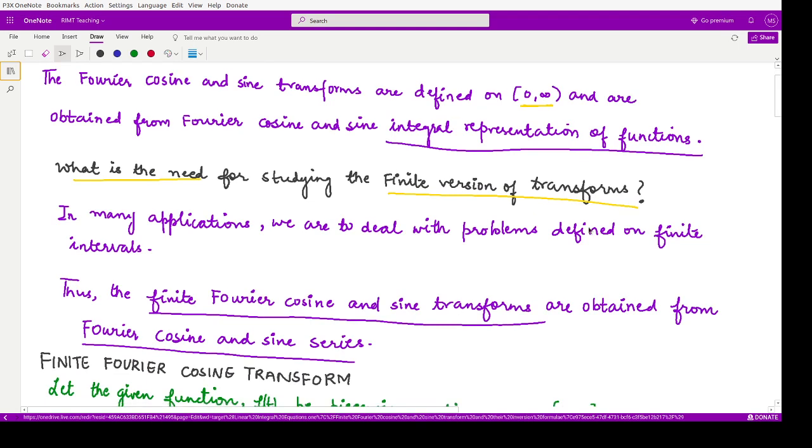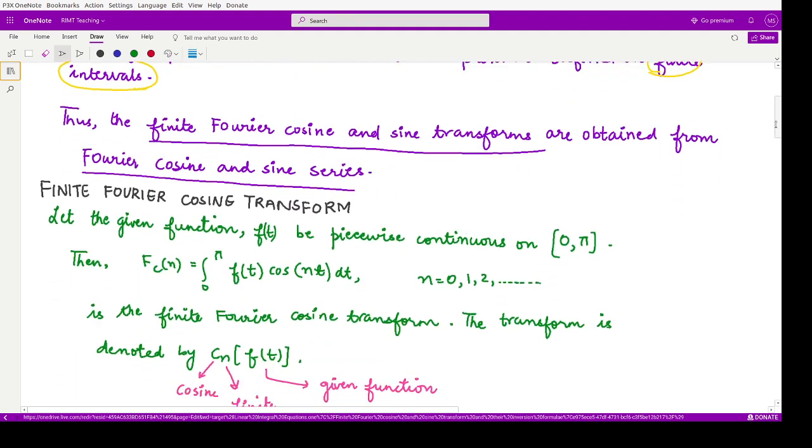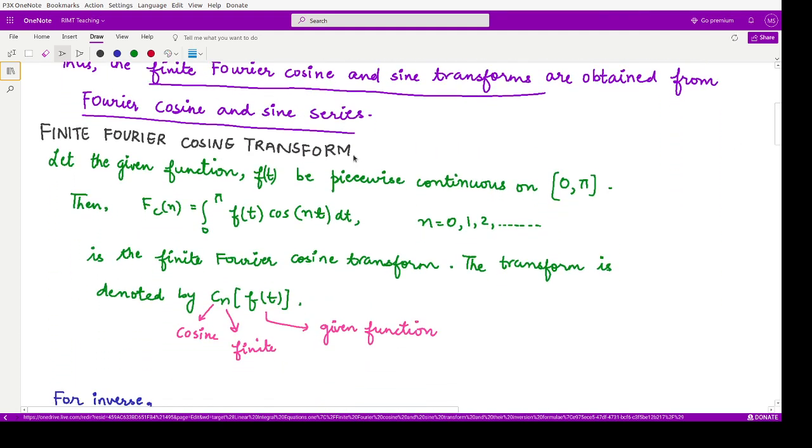In many applications, we have to deal with problems which are defined on finite intervals. So what we do instead is we create new formulas which would be valid for these finite intervals. That is known as the finite version, the finite Fourier cosine and sine transforms, which are obtained from their corresponding counterparts, the Fourier cosine and sine series. So next we'll first study the finite Fourier cosine transform.